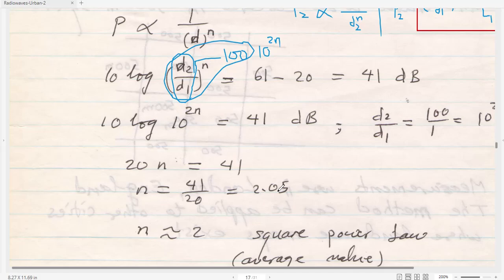This means that the power is proportional to 1 over d squared. If loss is greater than 1, then loss is proportional to d squared. If it is less than 1, it is proportional to 1 over d squared.